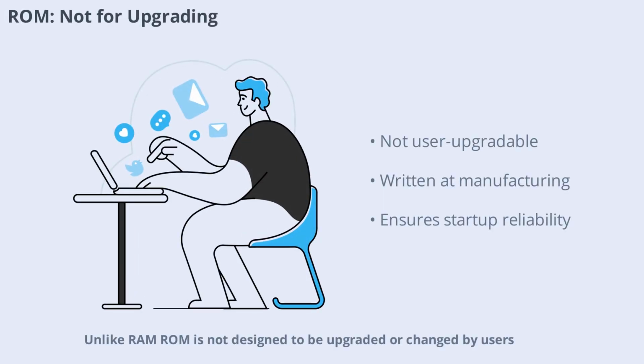Unlike RAM, ROM is not designed to be upgraded or changed by users. The instructions stored in ROM are written during manufacturing and stay the same throughout the life of the device. This ensures that your computer always has the right information to start up.